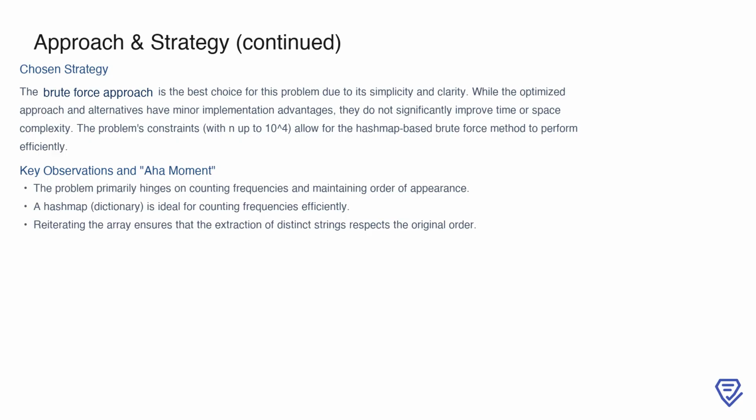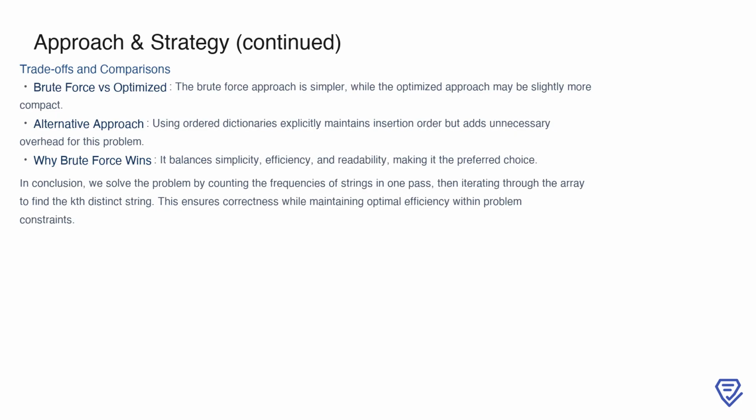By making a second pass through the array, we ensure that distinct strings are extracted in their original order. This simplicity, combined with its ability to handle the input size effectively, makes the brute force approach the most practical solution. When comparing the approaches, the brute force method strikes the ideal balance between simplicity, efficiency, and readability. The optimized approach, while slightly more compact, adds unnecessary complexity in managing both counts and order within the same pass.